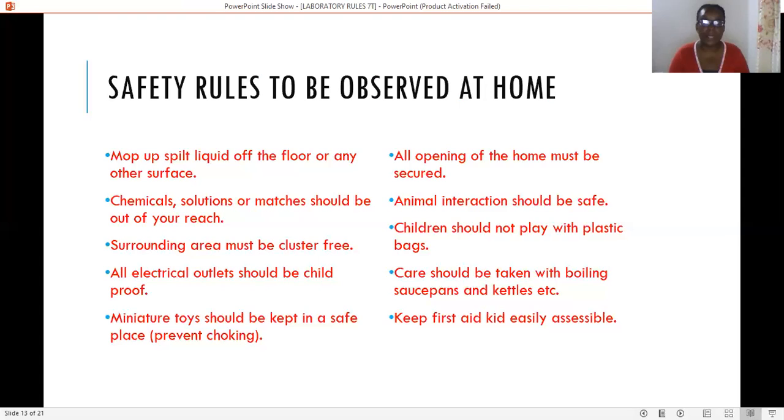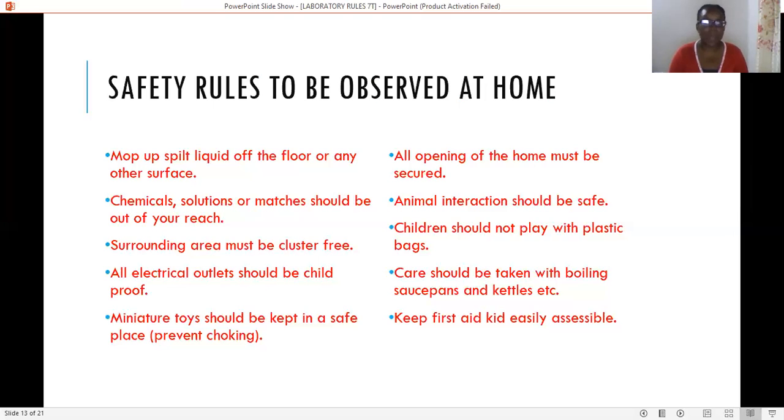Another point as well, point 7, animal interaction should be safe. So if you have cats with sharp claws, try to declaw them, and also train your dogs, because we know a lot of persons have dogs. Just train them, because even though they are pets, they are naturally predators, so they can turn to that state at any time. So we have to be careful when the children are around them.